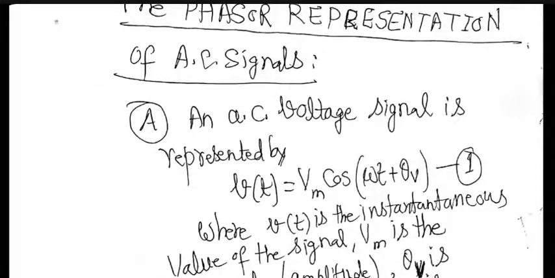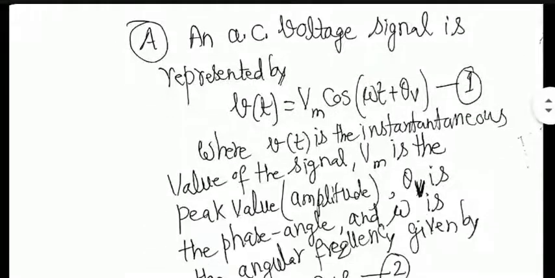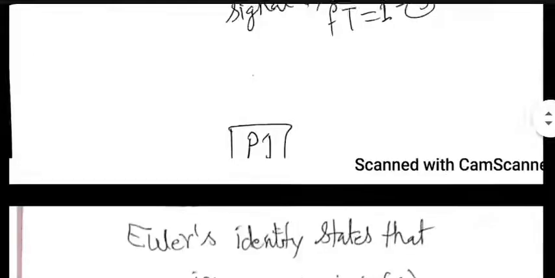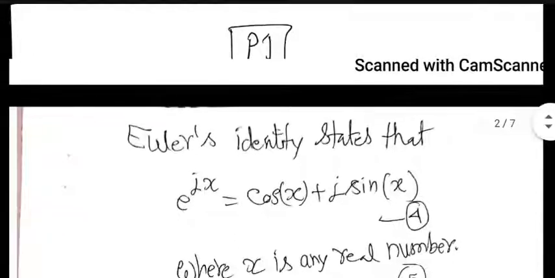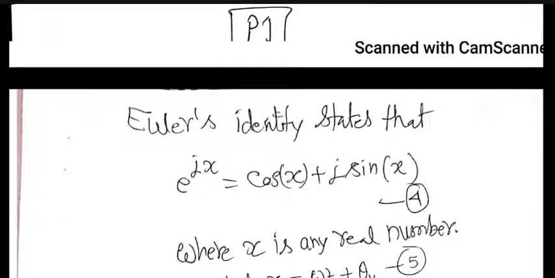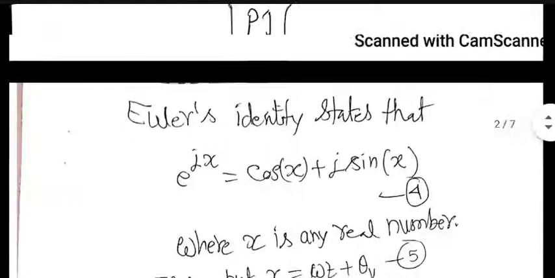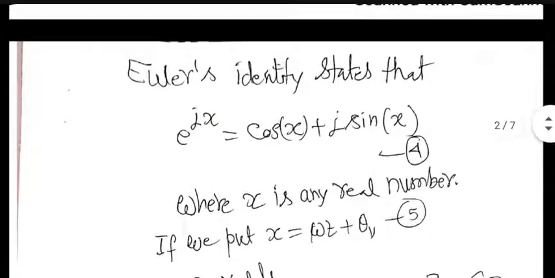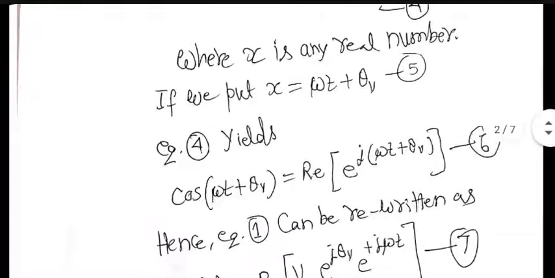You know this standard representation of an AC voltage, the instantaneous value of an AC voltage. Okay. Well-known things, omega equal to so much, etc. We also know Euler's identity, e to the power jx equal to cos x plus j sin x. Suppose I put x equal to omega t plus theta v.